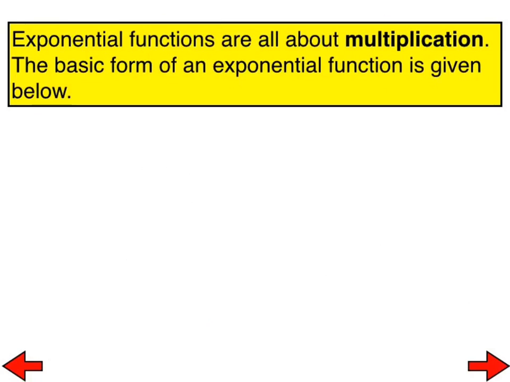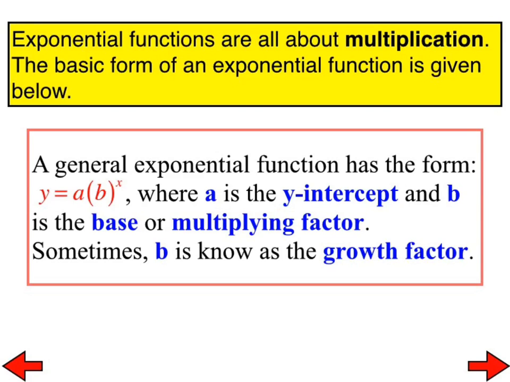Exponential functions are all about multiplication. The basic form of an exponential function is given below. You have this in your notes, and I know you have some blank spots that you need to fill in here. A general exponential function has the form y equals a times b to the x power. Sometimes instead of y we use f of x. Those are interchangeable. One is just referring to a function. Where a is the y-intercept and b is the base or multiplying factor. Sometimes b is known as the growth factor.